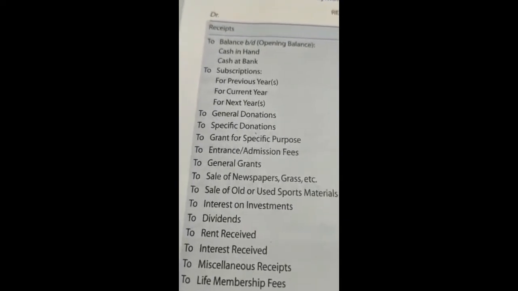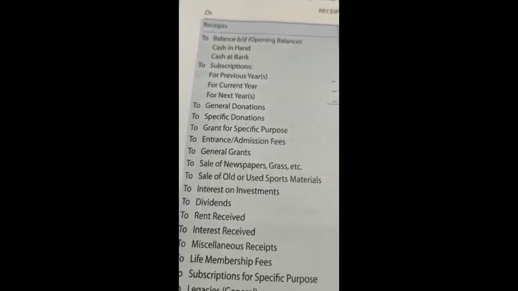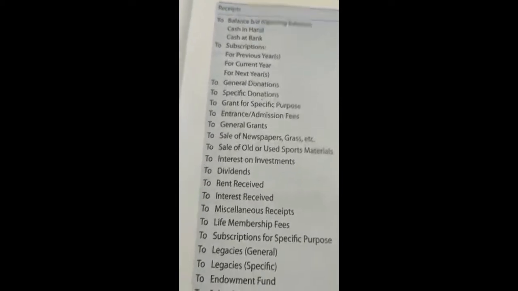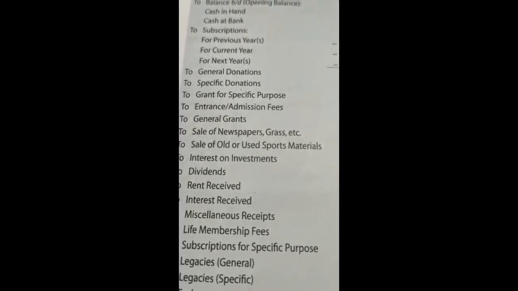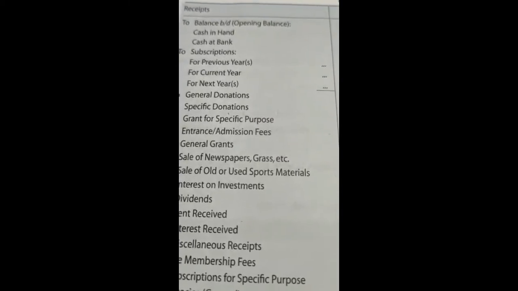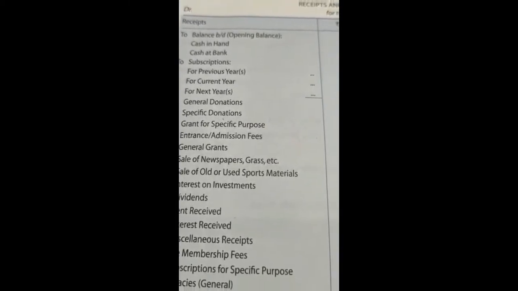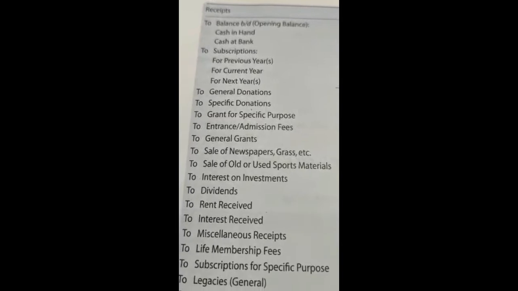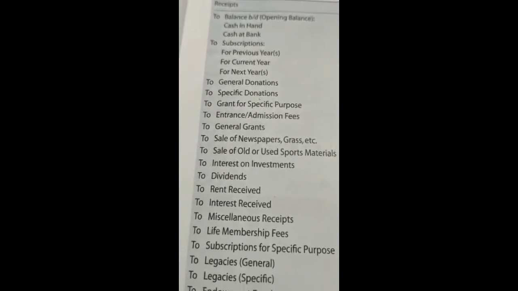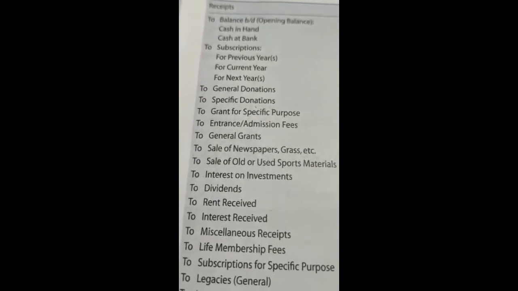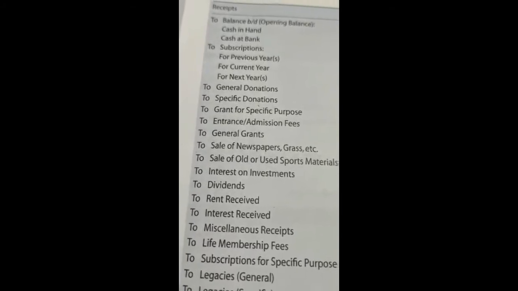After subscription, we have general donation. So when we receive a donation from anybody, that is a receipt. You will get the money, an inflow of cash. That is why it is a receipt. Then we have specific donation. So what is the difference between general donation and specific donation?